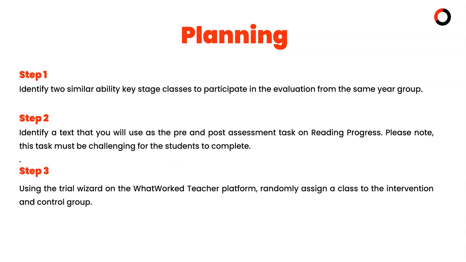And step 3, using the trial wizard on the What Worked platform, randomly assign a class to the intervention and the control. So you put your class title in the name, and then you put the number of students for each class so that it can populate the data spreadsheet for you.